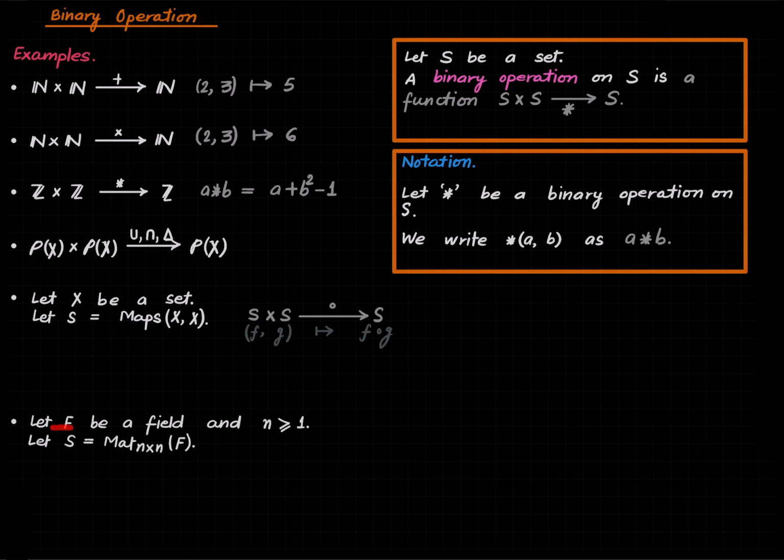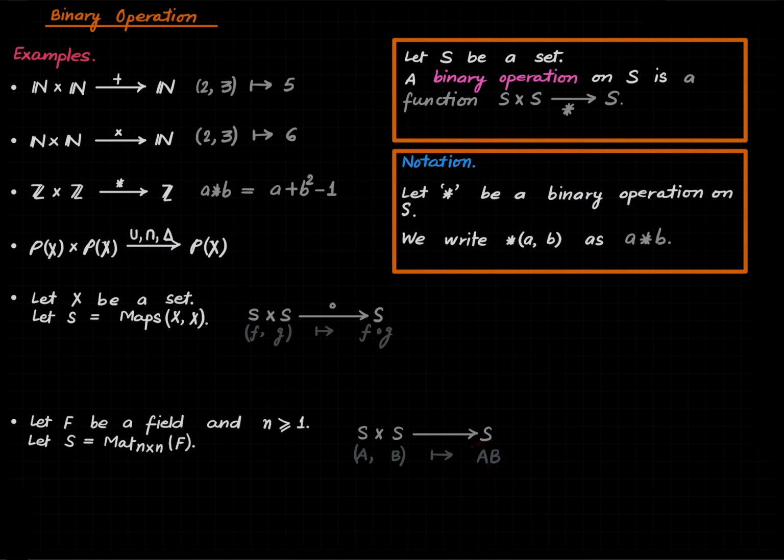Suppose F is any field and n is any positive integer. Let S be the set of all the n cross n matrices over the field F. Then we can define this binary operation, which is matrix multiplication. If A and B are two n cross n matrices over the field F, we can multiply them. And this is how we write their product. So this is also a binary operation. This product is again going to be an n cross n matrix over F.